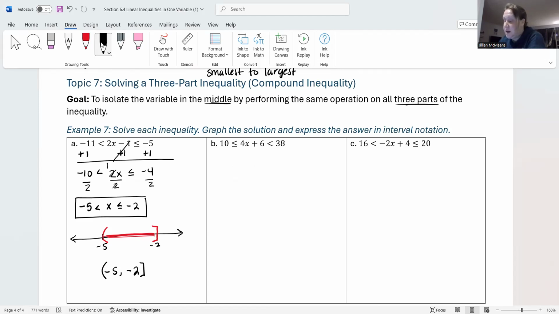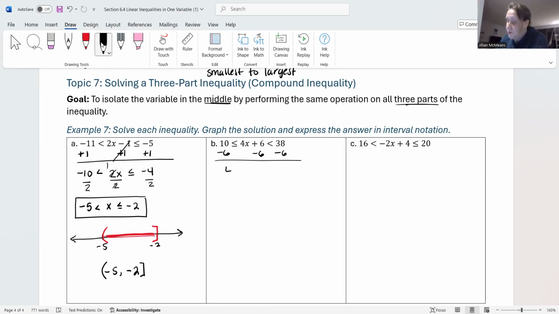We have negative 10 is less than or equal to 4x plus 6, which is less than 38. We want to isolate x in the middle. The first thing we have to do is isolate the term that contains the x, so we need to move the plus 6. We move plus 6 with subtraction. So subtract 6 from all three parts, and then simplify.